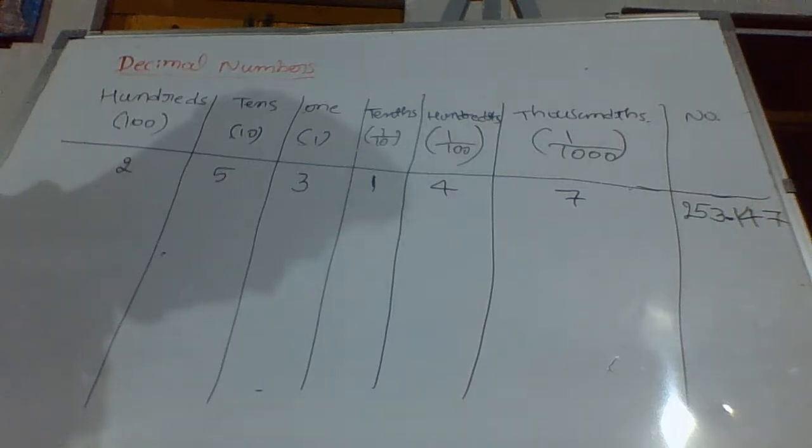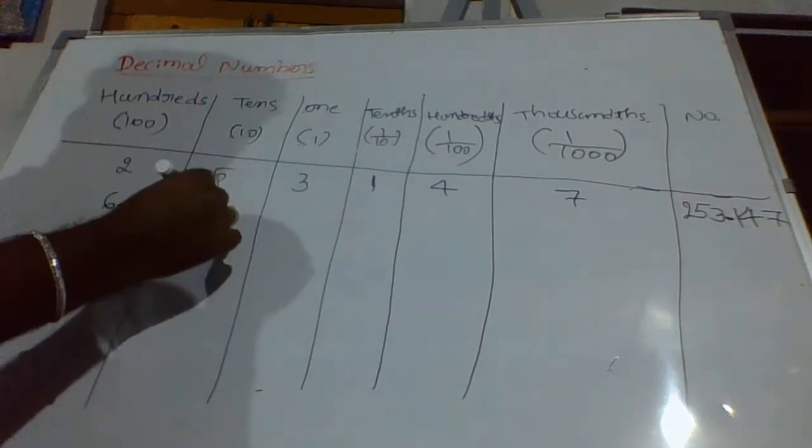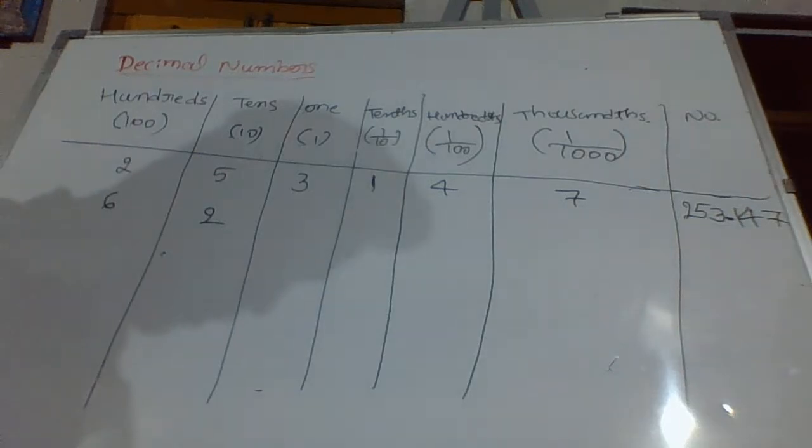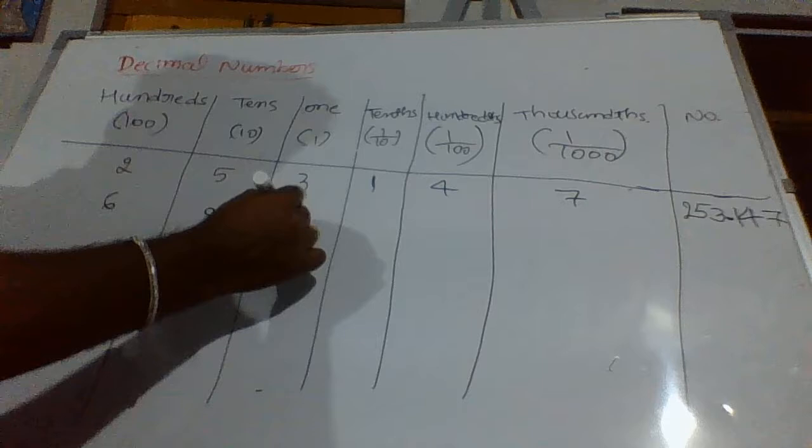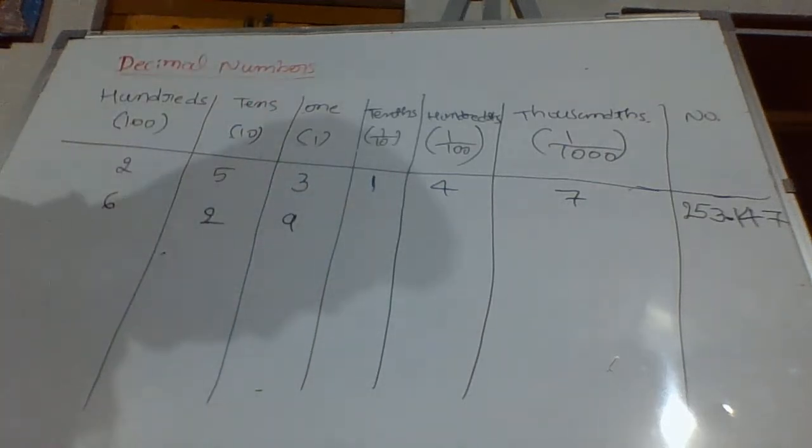Let us see the second example, which is given in the second row. Here at the hundreds position 6 is there. After 6, at the tens position, they have given 2. After the tens position, at the ones position, what have they given? 9. So here I will write 9. Next, at the tenths position they have given 3.